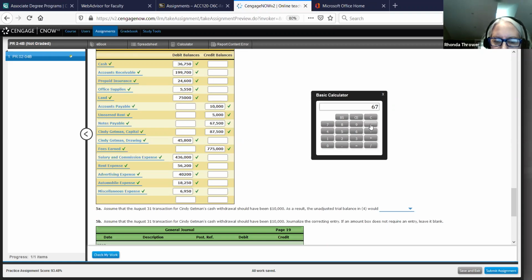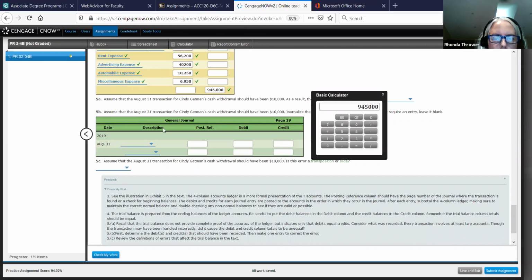$67,500. And then I'm going to add to that $87,500. And then I'm going to add to that $775,000. And so let me check and see if this total is right here. I'm putting it at the bottom of the credit side of my unadjusted trial balance. I'm going to put in $945,000. And I'm going to check my work to see if I added those correctly. Yep. So I know that the total of my debit side to my unadjusted trial balance also has to be $945,000.